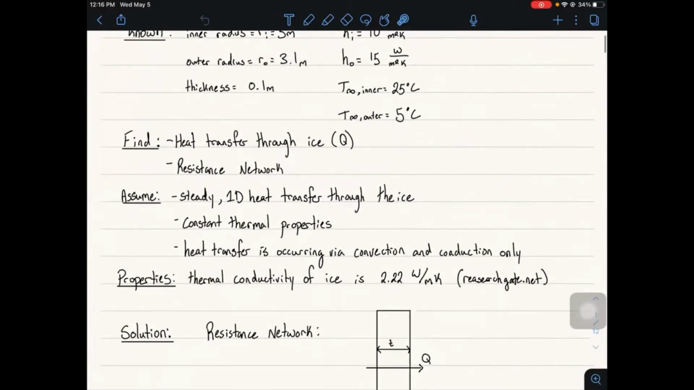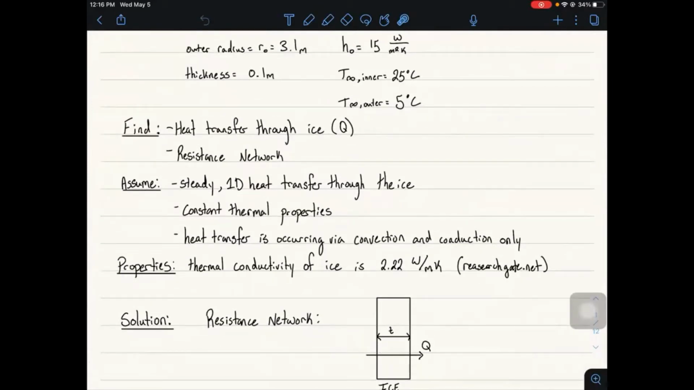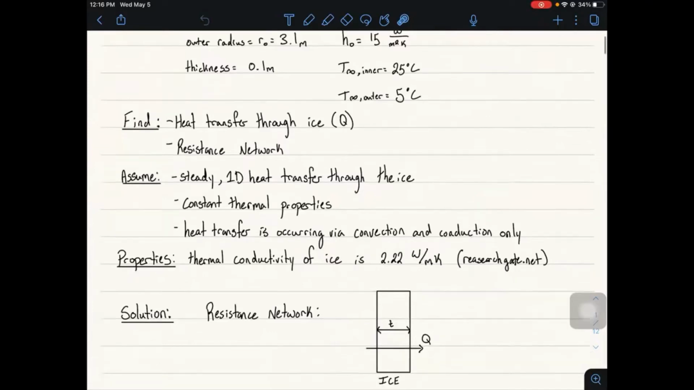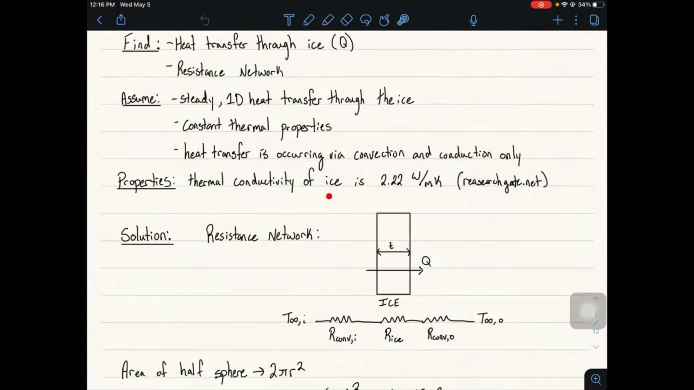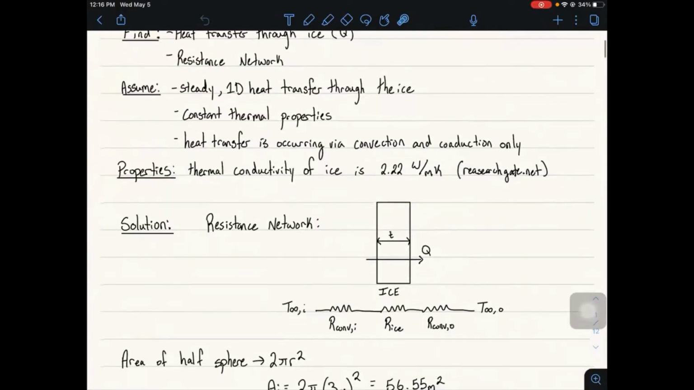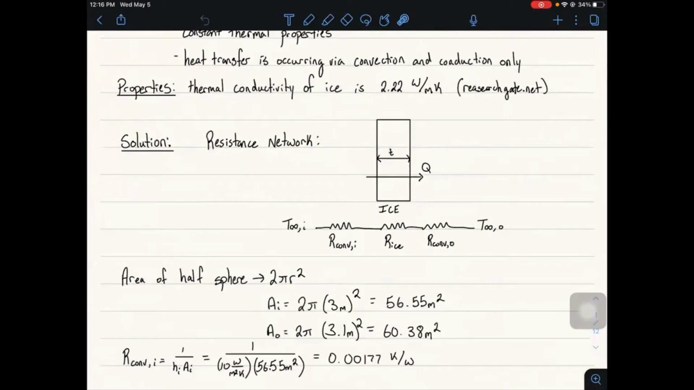So we can assume that it's steady 1D heat transfer through the ice, constant thermal properties, and heat transfer is occurring via conduction and conduction only. Property I needed to look up was the thermal conductivity of ice. So then for the solution, I drew a resistance network right here, and then did the appropriate resistance diagram for it.